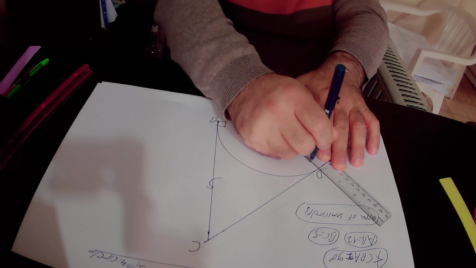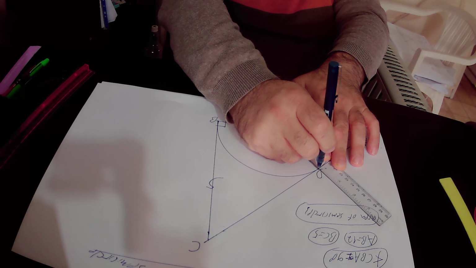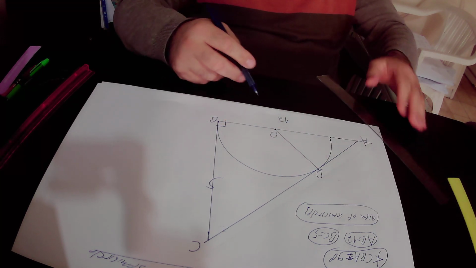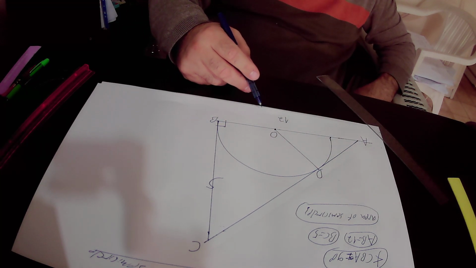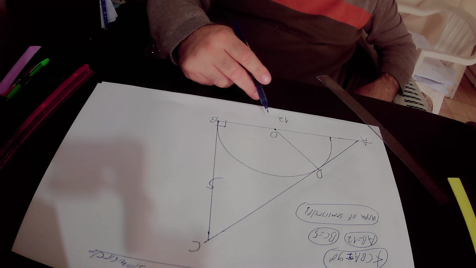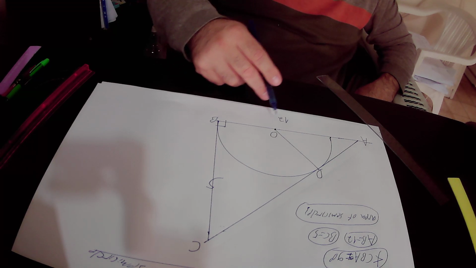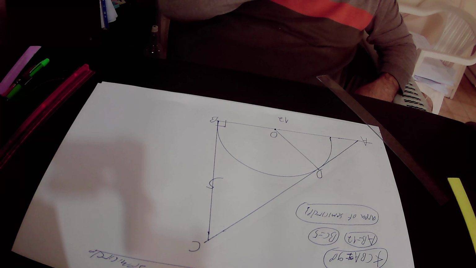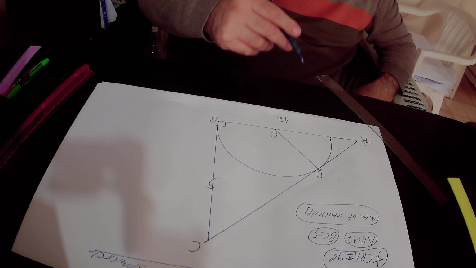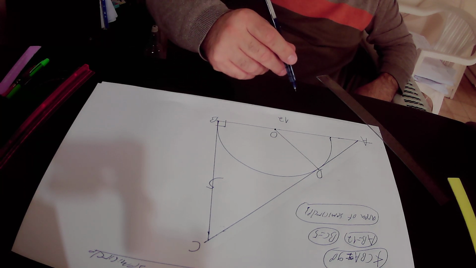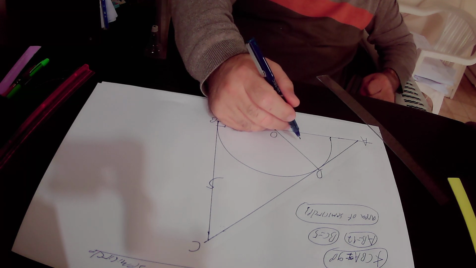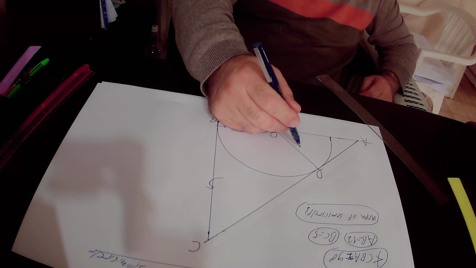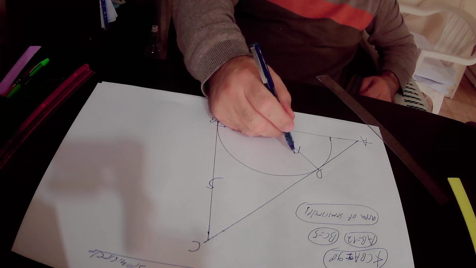Actually, line segment OD is the radius of this semicircle because it starts from the center of the semicircle and ends at point D. That is a point on the semicircle itself, therefore it is defined as a radius. So we will define the radius of this semicircle as R. So DO will be equal to R.